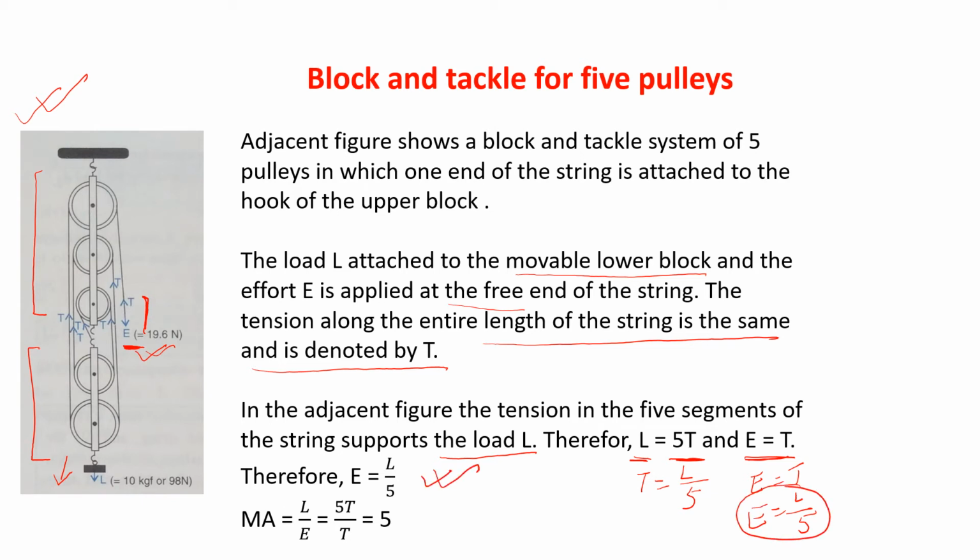See this one. Now mechanical advantage is equal to L by E. L is equal to 5T, effort is equal to T. So the mechanical advantage of this type of pulley is 5. Okay, so it is acting as a force multiplier.